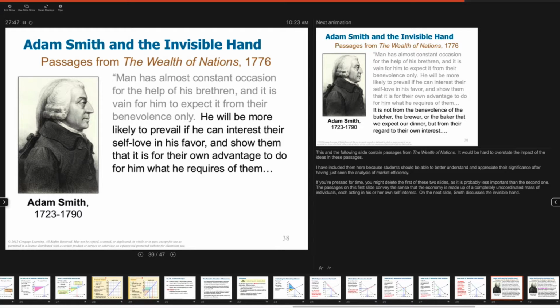He will be more likely to prevail if he can interest their self-love in his favor and show them that it is for their own advantage to do for him what he requires of them. So what he's saying is, people are always really, really self-interested, and you have to show them why it actually benefits them to do something that also benefits you.